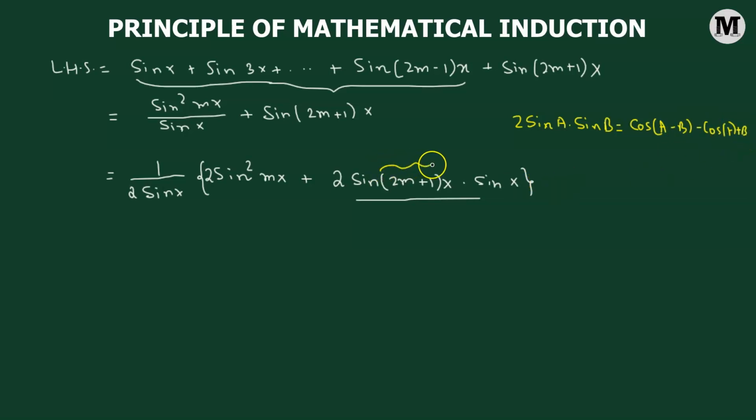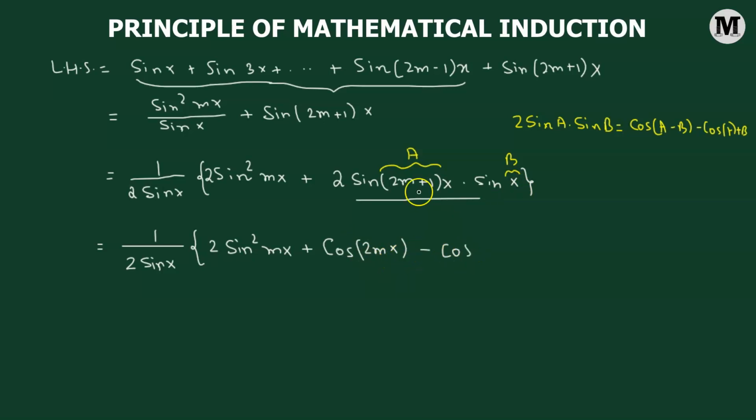Here we'll consider the angle (2m plus 1) times x to be denoted by A and x to be denoted by B. That means we now have 1 over 2 times sine of angle x, multiplied to 2 times sine squared mx. The first term remains as it is. Now we have cosine of A minus B, so (2m plus 1) times x minus x, which gives us simply 2 times m times x. This is one angle, minus cosine of, now we have to add the two angles, so that gives us 2 times m plus 2 times x.